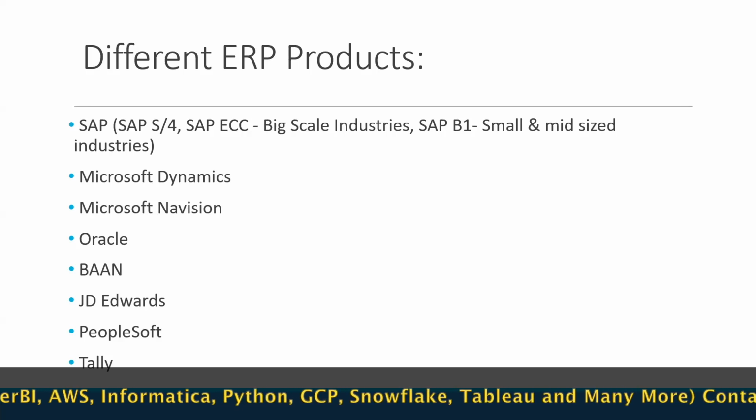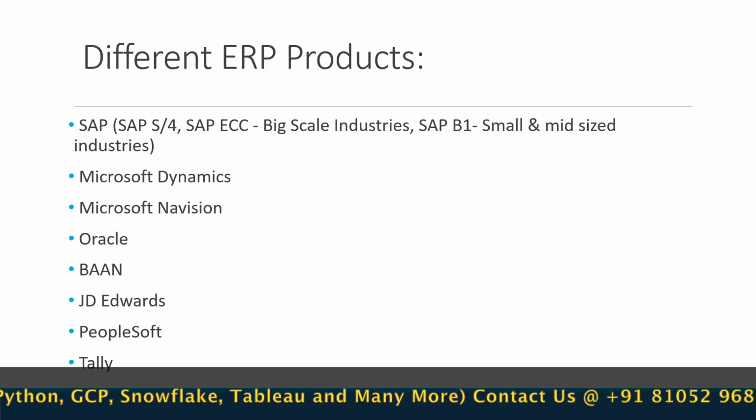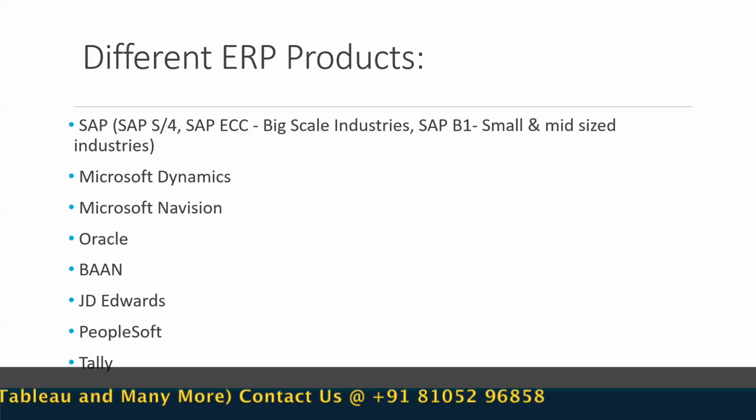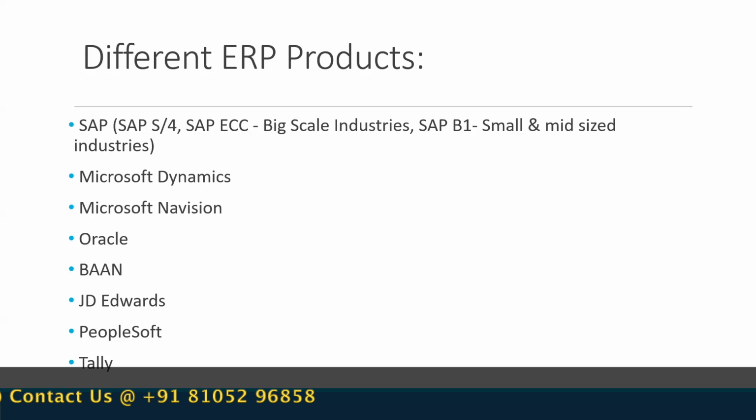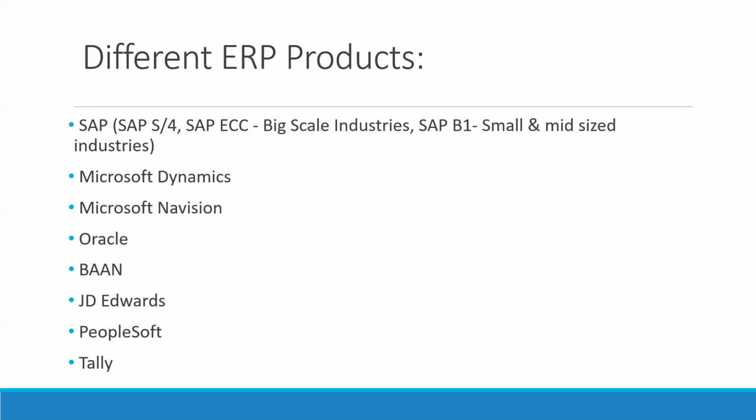In SAP, we have SAP S4 or ECC, which are usually used by big-scale companies. Someone mentioned this point correctly some time ago, so it's really appreciable that you know about it. And we have SAP B1, which is usually used by small or mid-sized companies. Then Microsoft Dynamics, Microsoft Navision, Oracle, BaaN, JD Edwards, PeopleSoft. Tally we can consider a little bit, but Tally is majorly related to accounting.